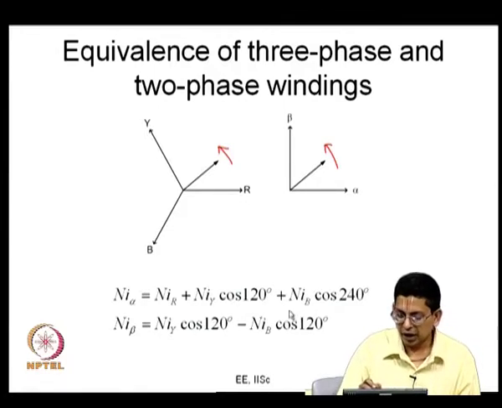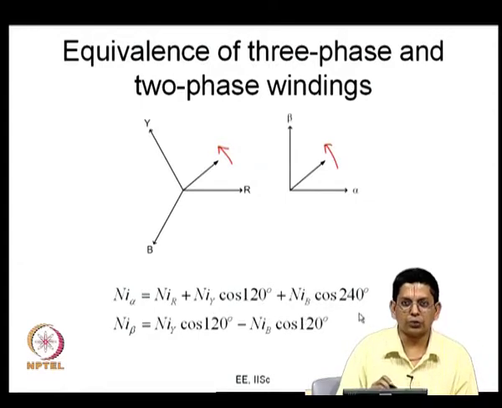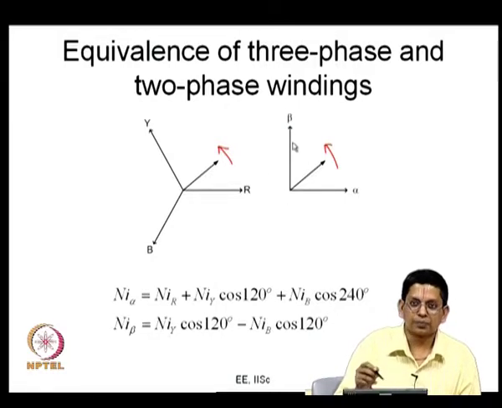So, this is n I b times cos 240. So, you need to satisfy one condition: n I alpha equals n I r plus n I y cos 120 plus n I b cos 240. This is one of the conditions that you really have now. This is one condition. And how about the current n I beta?